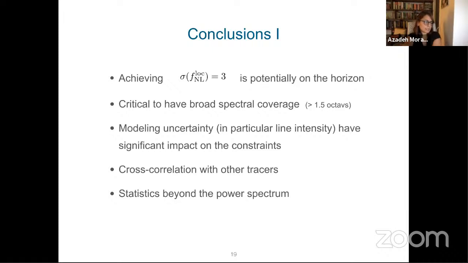And then the question is how much the cross-correlation with other surveys can improve on these constraints. And finally, of course, the power spectrum is the lowest-order statistic, and to constrain FNL, higher-order statistics like the bispectrum can potentially be very powerful. So going beyond the power spectrum analysis is very important.